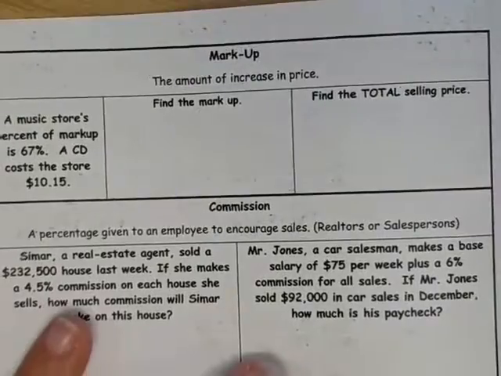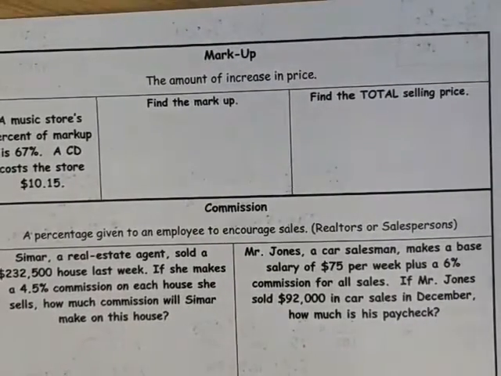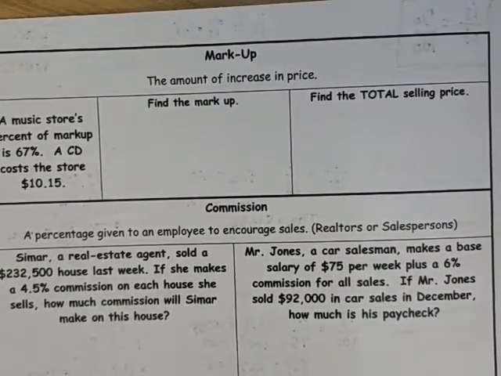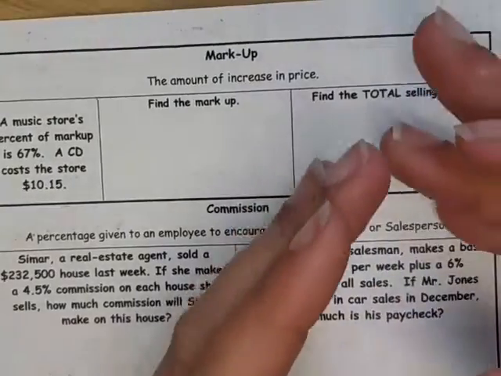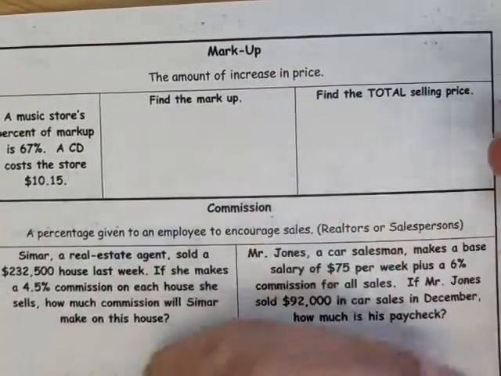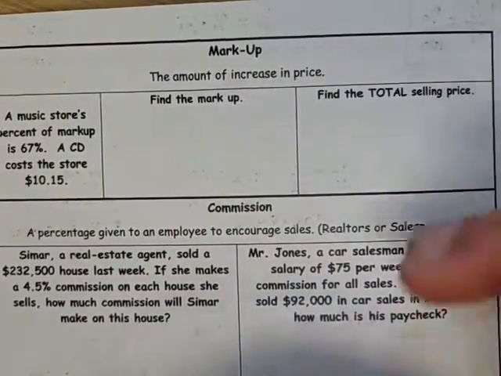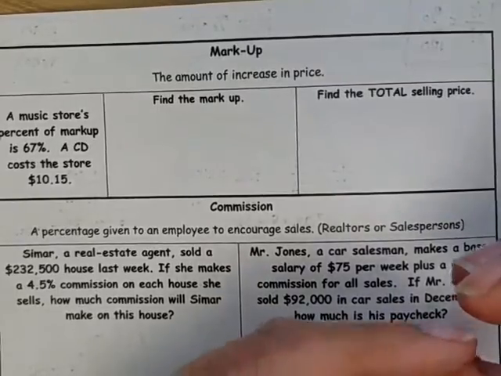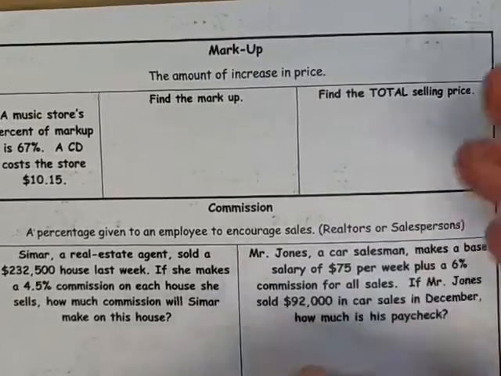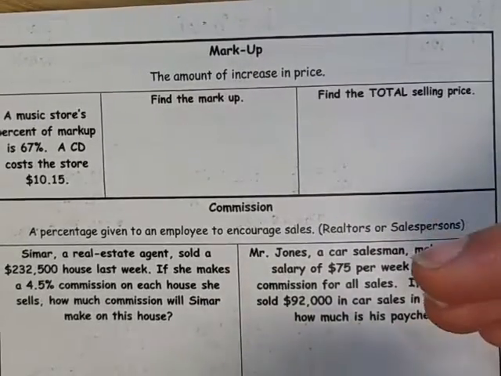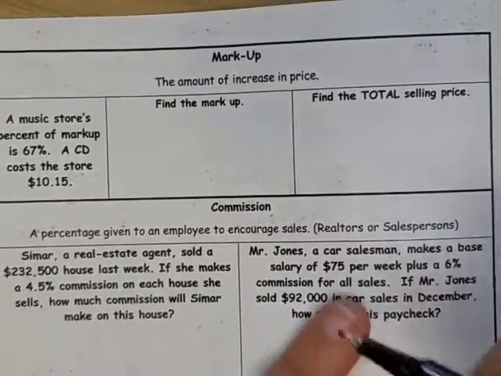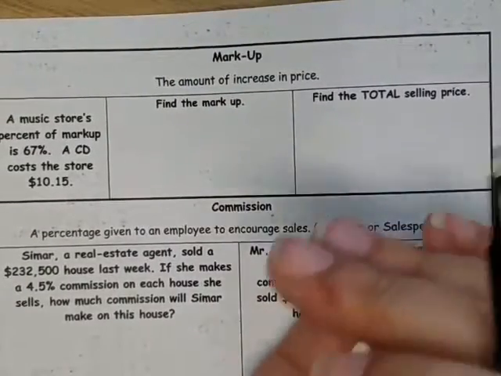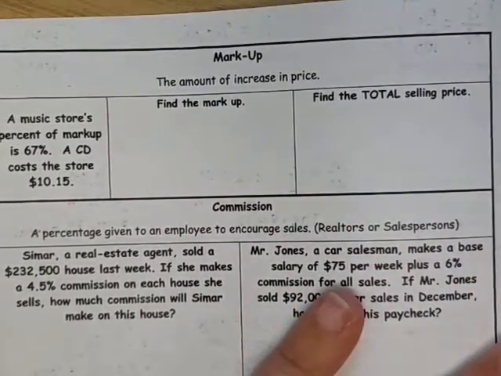So markup is how much you increase the cost of something. For example, if I went on Amazon and I bought a $10 t-shirt, and then I sold it to my friend for $25, I've marked up my t-shirt by 150% because I've more than doubled it. To double it is to mark it up by 100%. So I've more than doubled it, I increased it by 150%. So marking up is a way for companies to make money, okay?